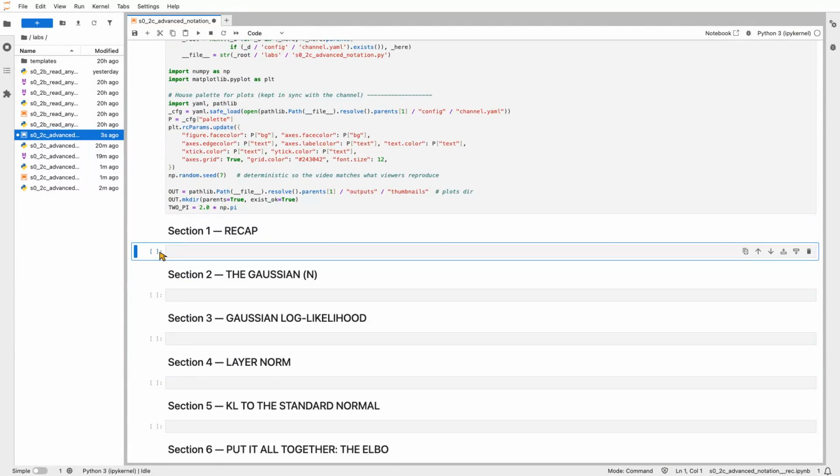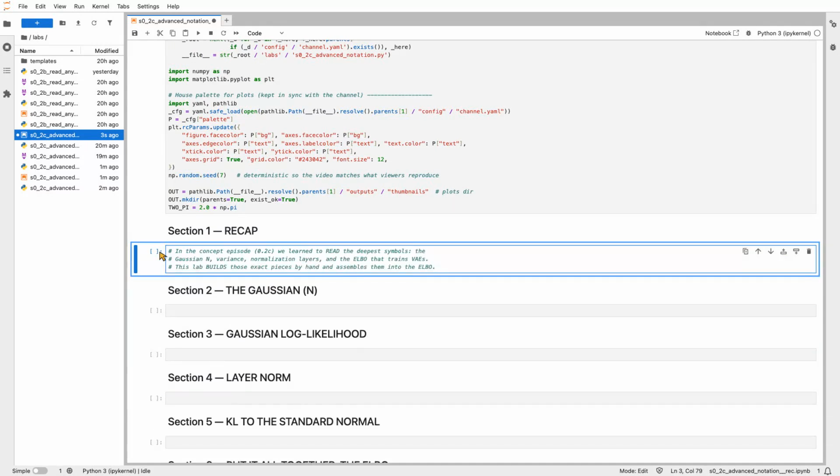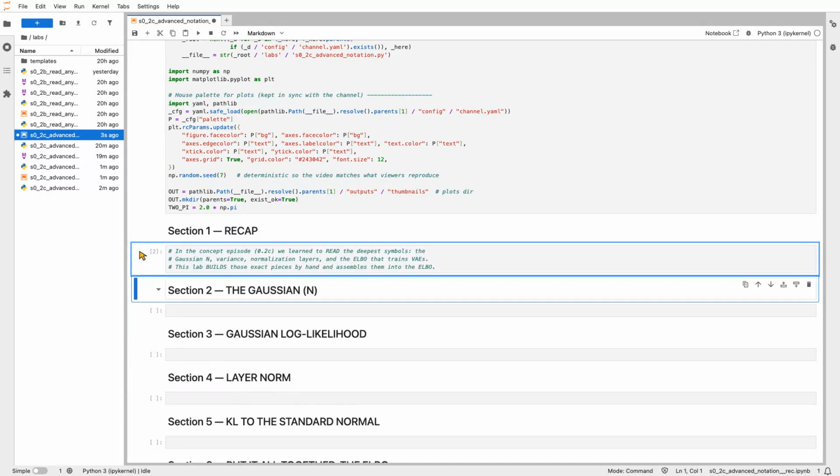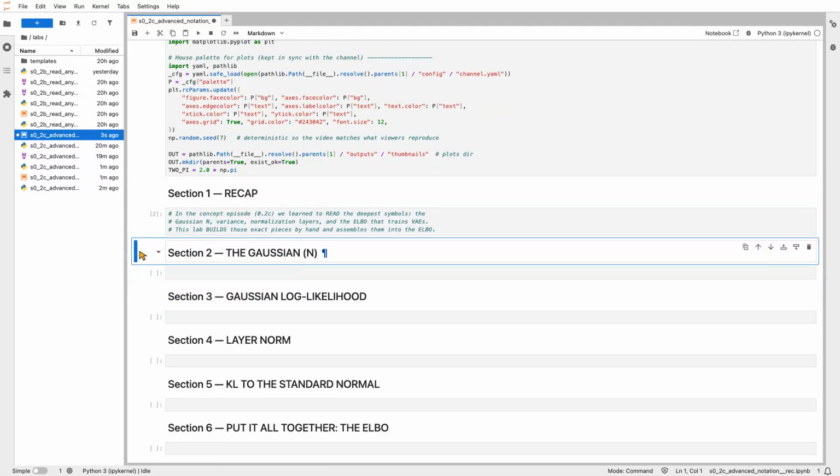Section 1. The plan. In the last video, we learned to read the deepest symbols, the Gaussian, variance, normalization, and the evidence lower bound that trains VAEs. Now we build each of those pieces by hand and assemble the loss on the real iris dataset.